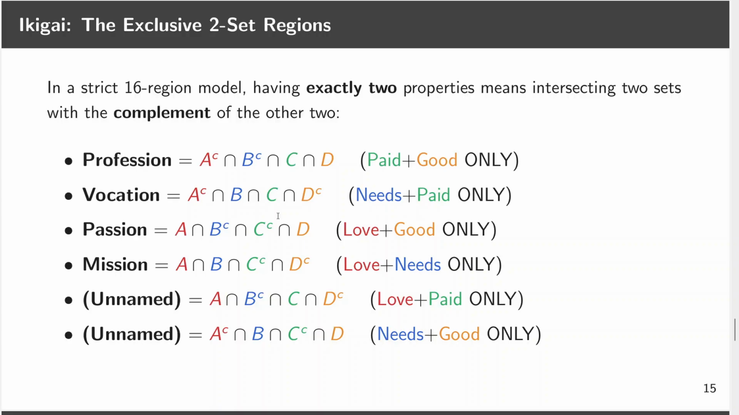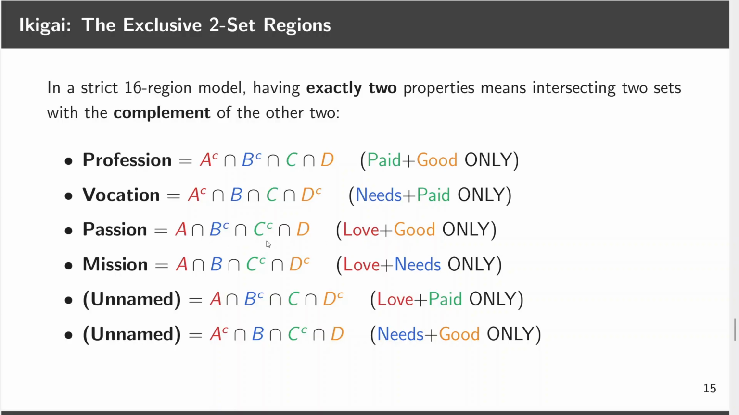The region where you love something and you are good at it, but the world doesn't need it and you can't be paid for it, that is called passion. Mathematically, it is A intersect B complement intersect C complement intersect D. You are talented at something you adore, but it doesn't translate into income or societal need, a beloved hobby that never becomes a livelihood.